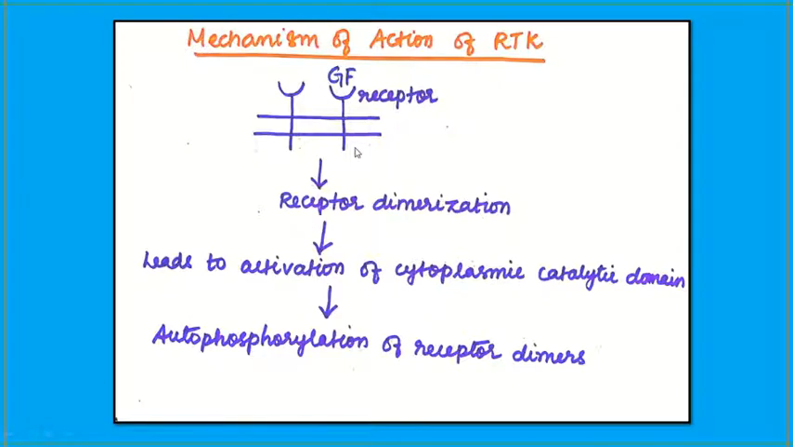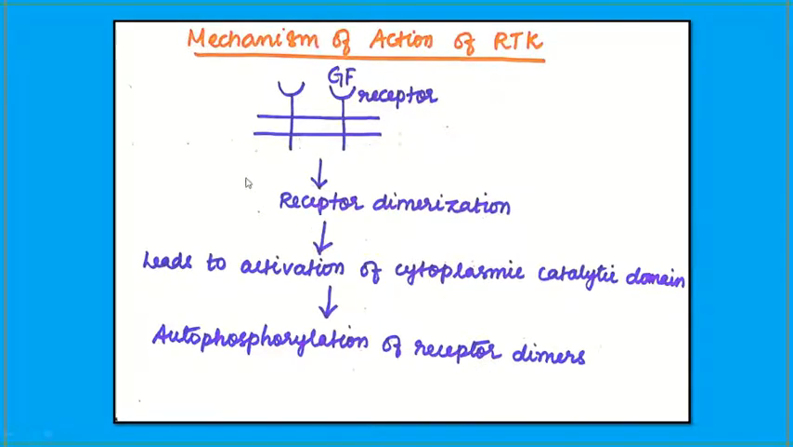This will lead to activation of the cytosolic catalytic domain. When dimerization of the receptor happens, the catalytic domain present in the cytosolic region will get activated. When these catalytic domains are activated, they will cross phosphorylate each other. This is called autophosphorylation. This receptor will phosphorylate the other one, and the other receptor will phosphorylate this one. So, autophosphorylation of receptor dimers.